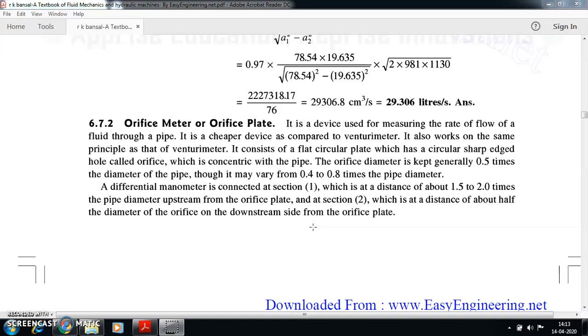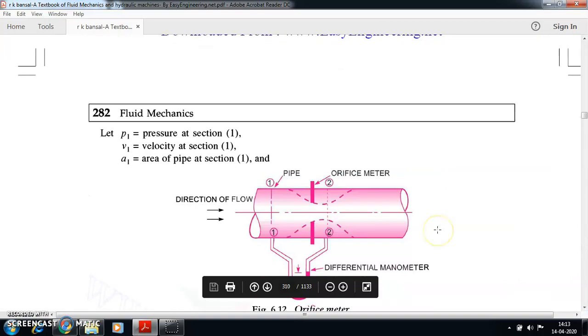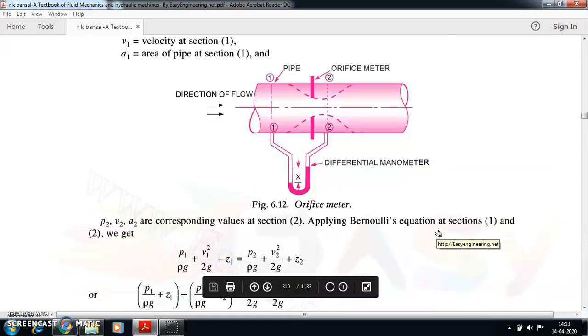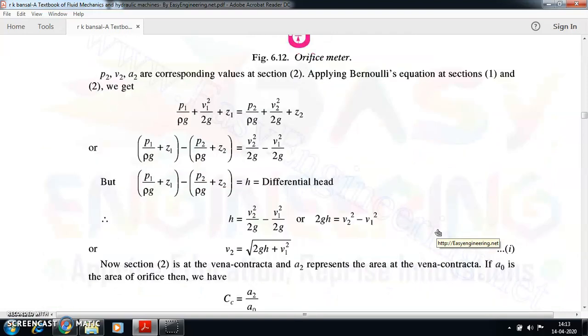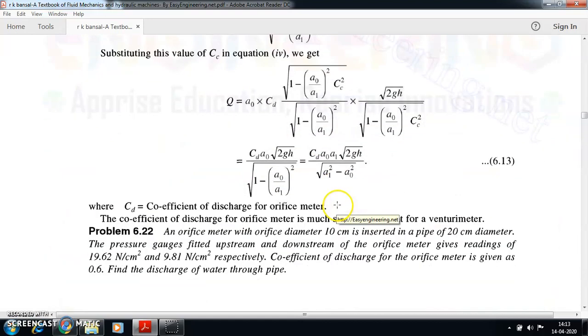rate of flow of a fluid in a pipe, and the discharge Q value is obtained by the Bernoulli's equation, and using the Bernoulli's principle and the differential head, we are going to get the value of Q will be equal to CD into A0 into A1 root of 2GH divided by root of A1 square minus A0 square, where CD is the coefficient of discharge for an orifice meter.